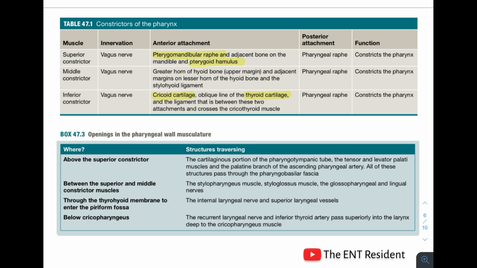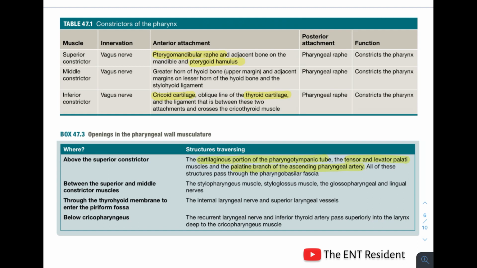And as I was already telling you, there are some openings in the pharyngeal wall musculature. You'll see that above the superior constrictor, the muscle is dehiscent, so the pharyngobasilar fascia thickens up over there to maintain the integrity. This part transmits the cartilaginous part of the pharyngotympanic tube, the tensor and levator veli palatini muscles, and the palatine branch of the ascending pharyngeal artery. All these structures pass through the pharyngobasilar fascia.